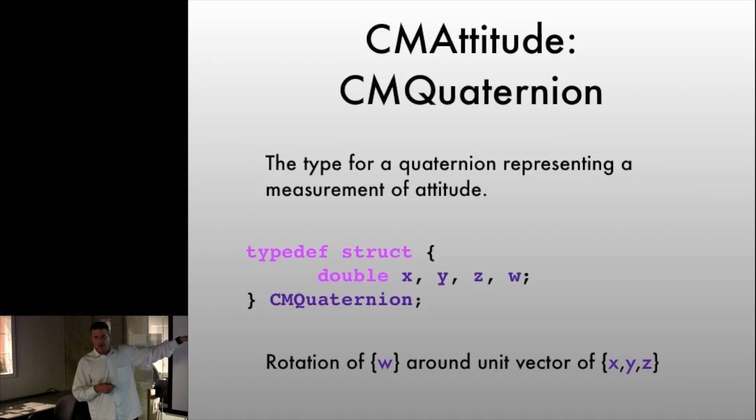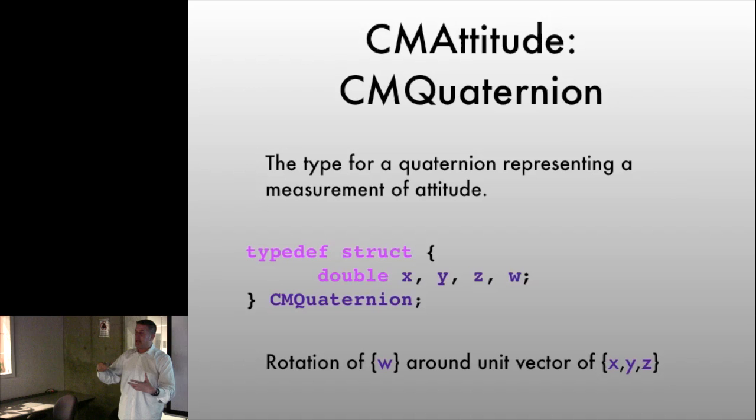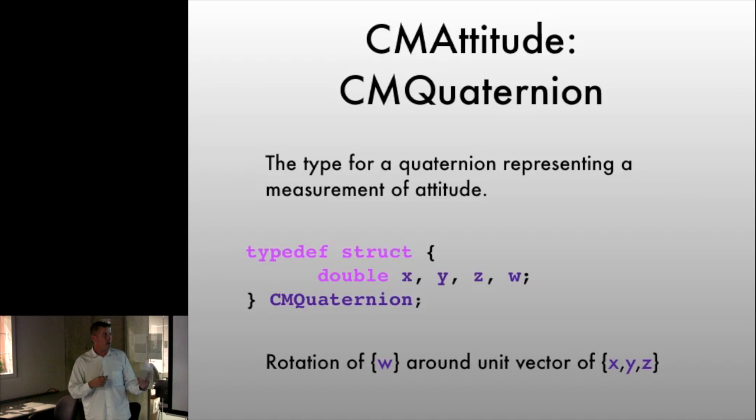The CM quaternion is a type in CM attitude that represents a measure of the attitude: X, Y, and Z, and then a W. It's the rotation of W around the point X, Y, Z. Like I said earlier, Wikipedia has a good article on quaternions if you can't remember them from, is that trig?